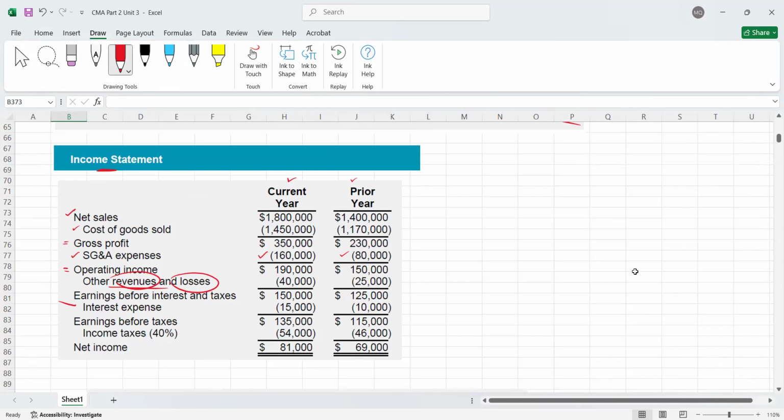So then we got here earnings before interest and tax. This is the figure for current year, this is the figure for last year. Then we got here minus interest expense. Then this is called earnings before taxes, then minus tax, which is 40% in my example. So this equals your net income. So these are two financial statements. We got data from these two financial statements here.